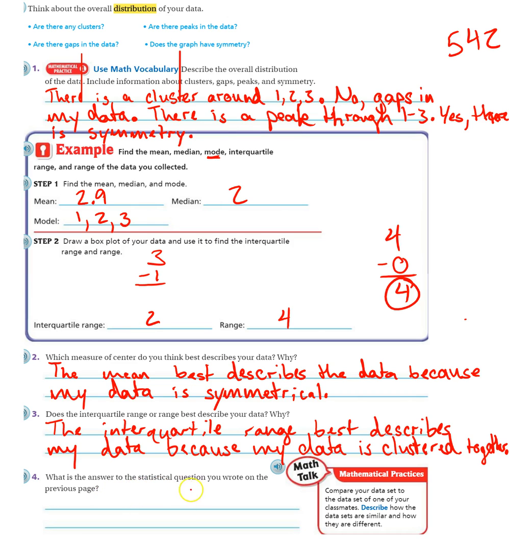What is the answer to the statistical question you wrote on the previous page? So I've said, what is the mean number of pets? 2.9 was the mean. But again, you could have completely different answers than me.